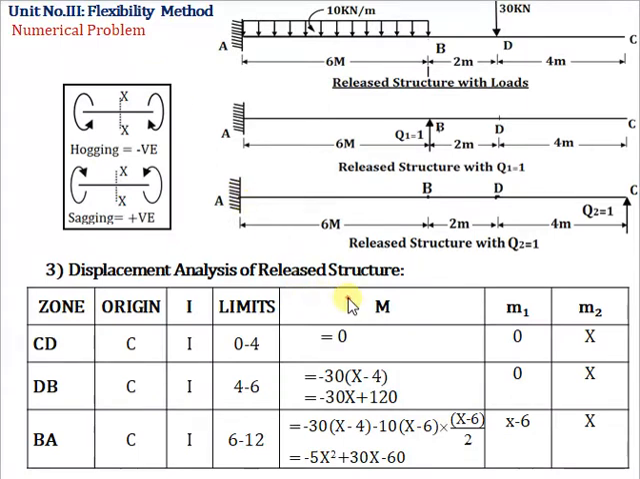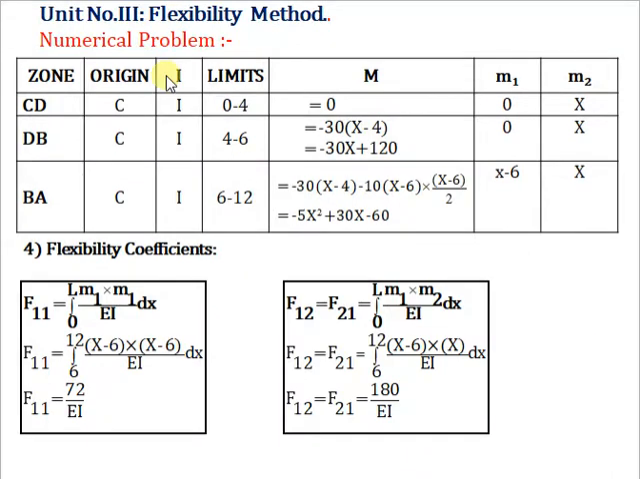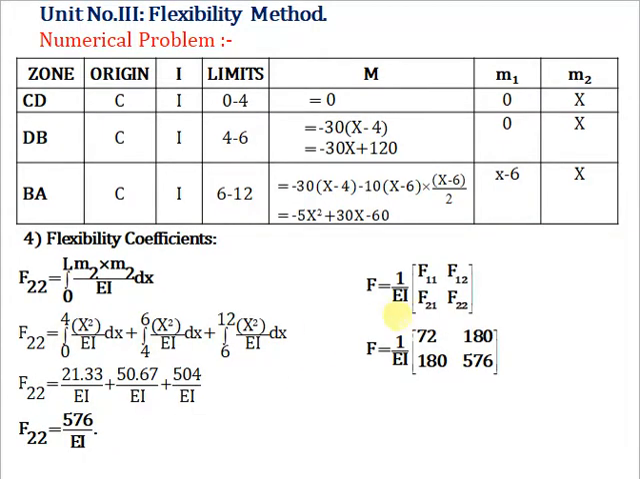In the first video we covered the displacement analysis of the released structure. From the first lecture we know the displacement of the released structure in the direction of the redundant, DQL1 and DQL2. We calculated the flexibility coefficients f11, f12 and f21, and then we formed the flexibility matrix. So this we did in the previous lecture.